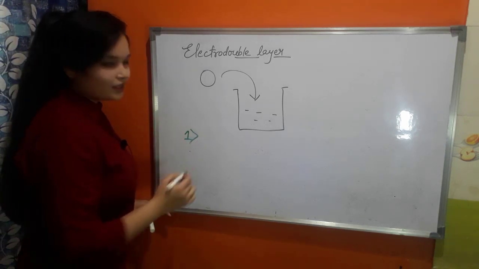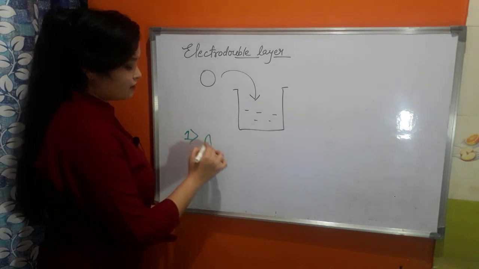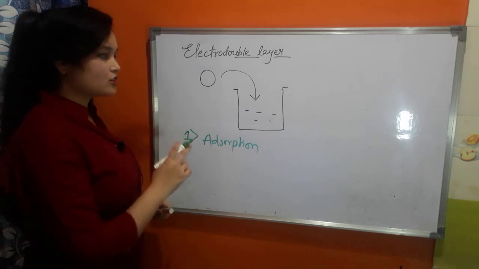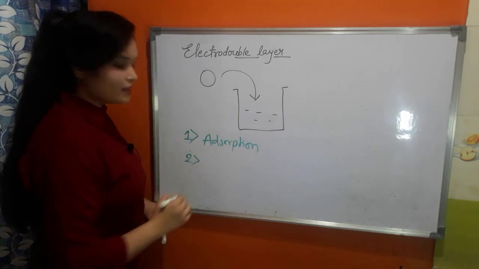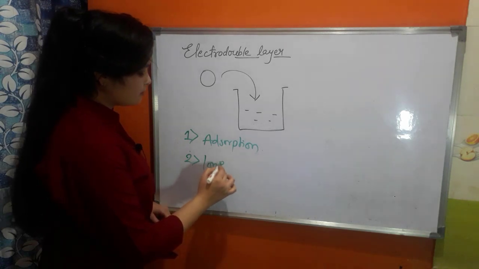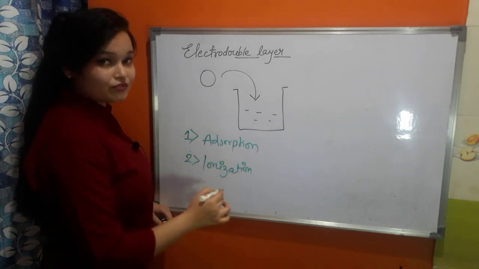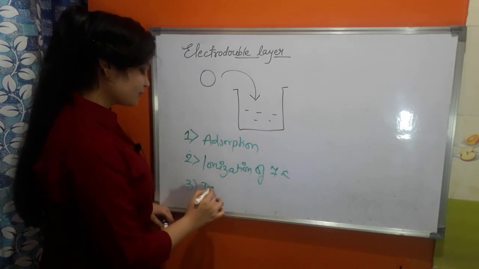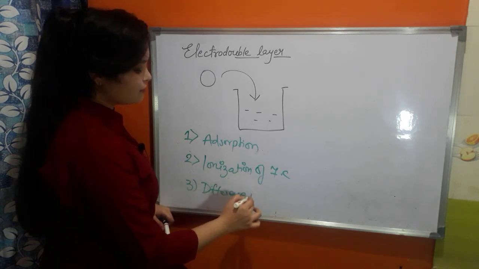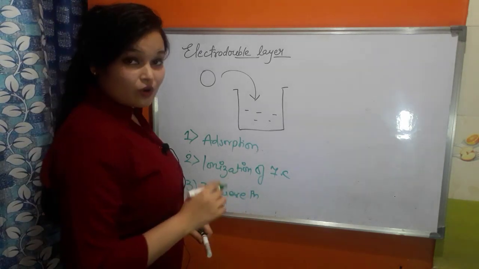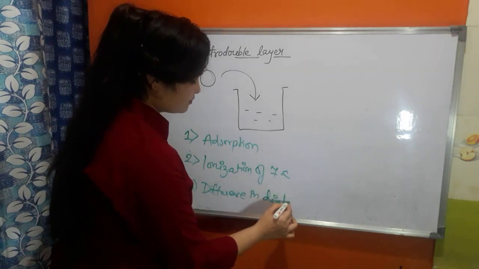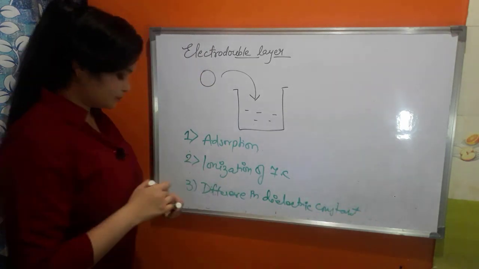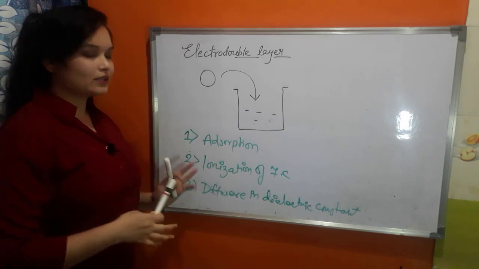First one is simple adsorption, simple adsorption of charge on this particle. Second way is ionization of functional group. And the third one is difference in dielectric constant. So, we'll see all these in detail.